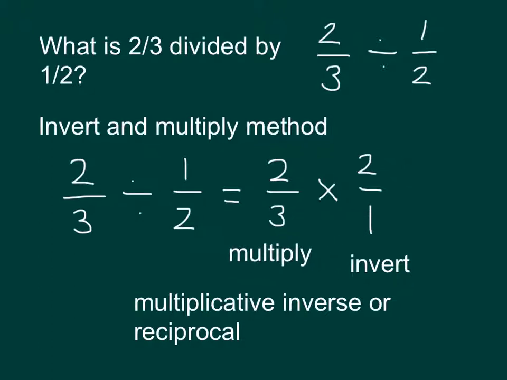So this is great. We remember how to multiply fractions. Top times top, 2 times 2 is 4. Bottom times bottom, 3 times 1 is 3. Yay! We've done an invert and multiply.